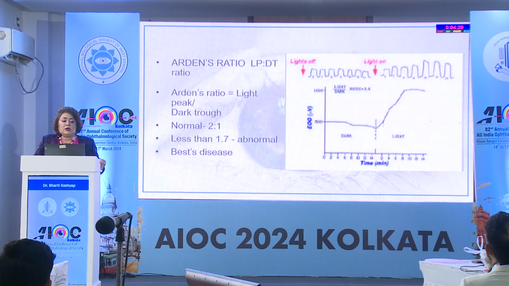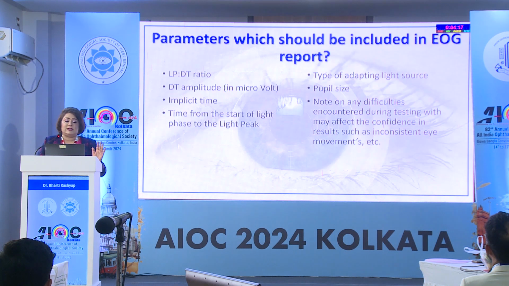Arden ratio. Now I am discussing the clinical part, how it is applied clinically. So the Arden ratio is very important. It is the light peak divided by the dark trough. It is normally 2.1. Less than 1.7 is abnormal, and usually it is seen in Best disease.